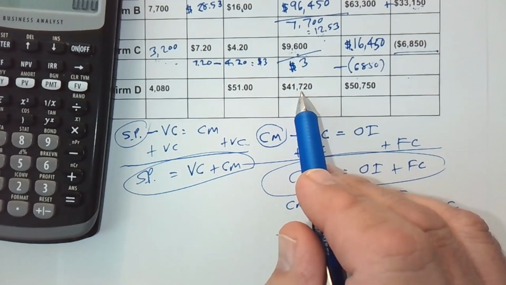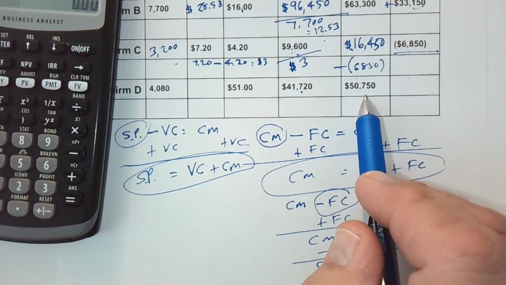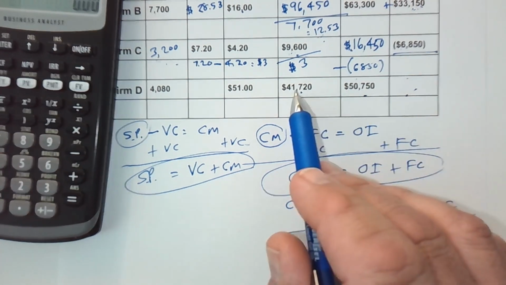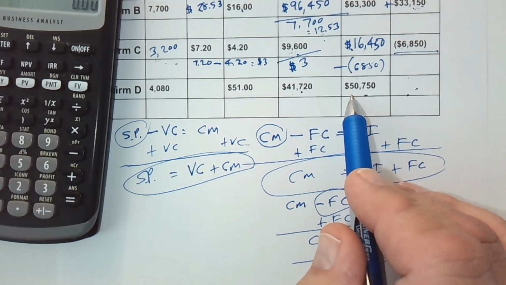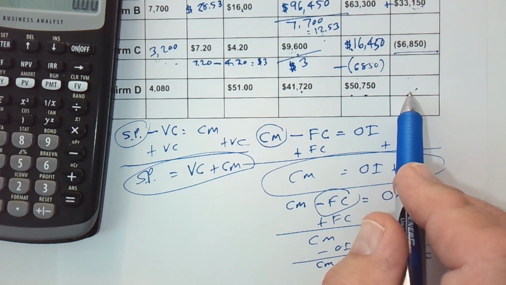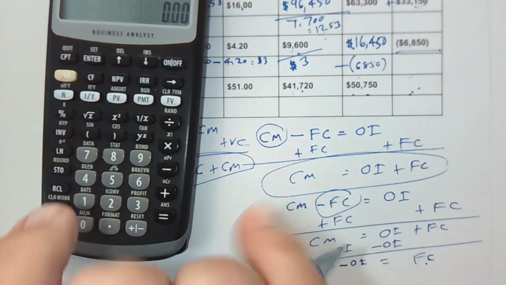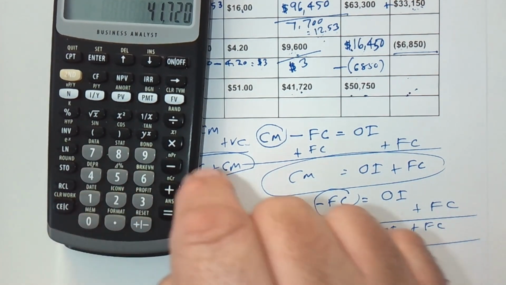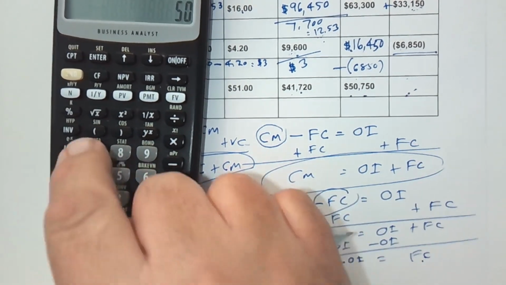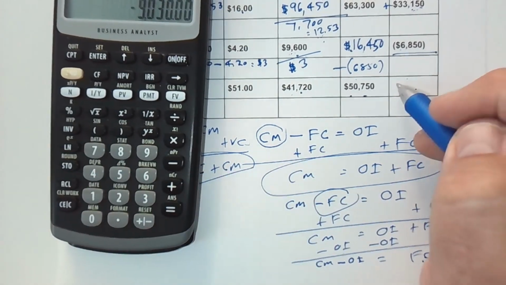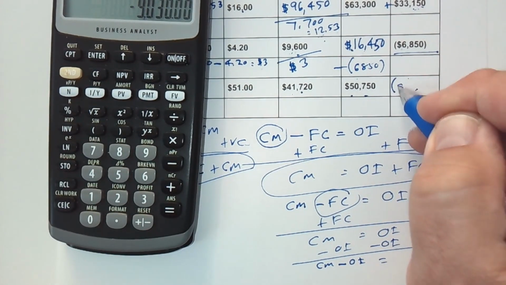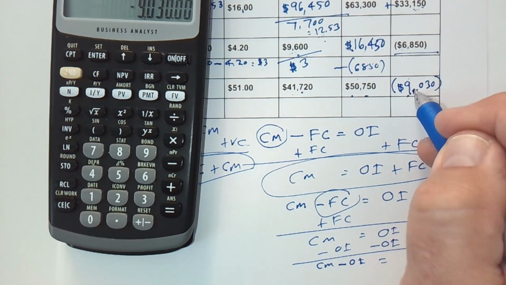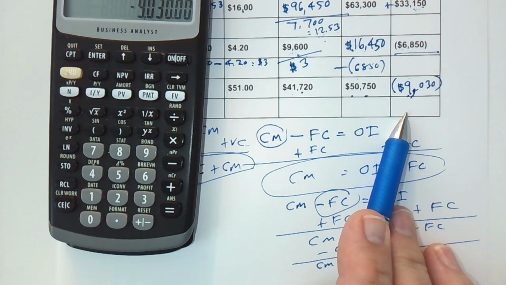We know the contribution margin, we know the fixed costs, we don't know the operating loss or income. In this case, we know the contribution margin is less than the fixed cost, so we expect that this is going to be a negative number. It's a simple matter of subtraction. We have $41,720. We're going to subtract from it $50,750, and that gives us a net loss of $9,030. $9,030 is our net loss.